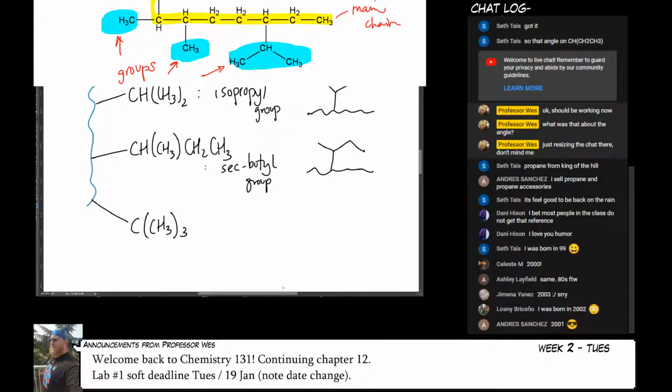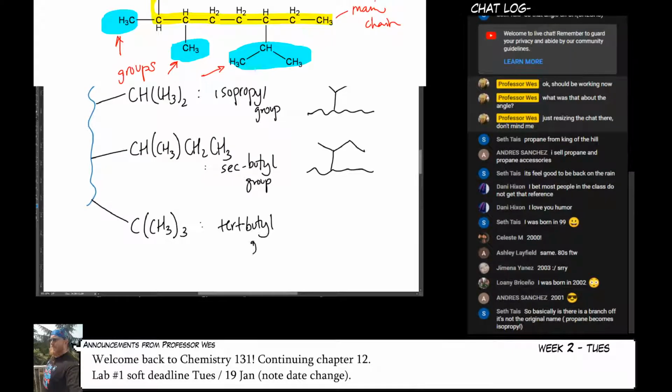And then the last one that we can have is called tertiary butyl, or tert-butyl, which looks like this. Yeah, so the iso for our groups is only ever going to come up with isopropyl. It doesn't come up with the butyls because there are multiple ways to do it.